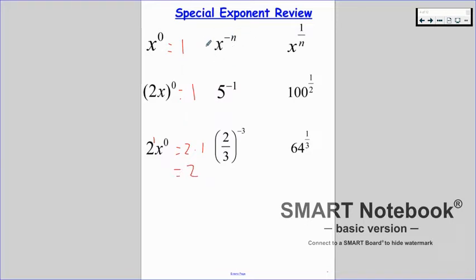The negative exponent means reciprocal, so this means 1 over x to the n. This means 1 over 5. And if I have a fraction, we're going to flip the fraction, take the reciprocal of it, and then apply a positive exponent. And since this is a fraction, we'll apply it to both the numerator and denominator. So 3 to the 3rd, 27, 2 to the 3rd is 8.